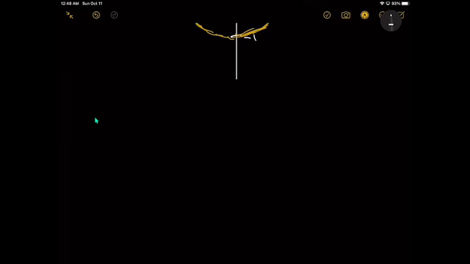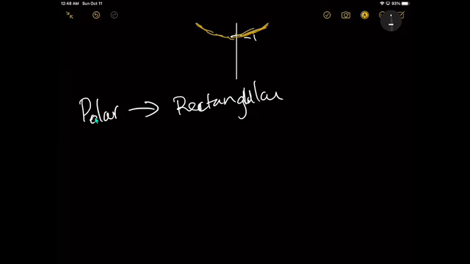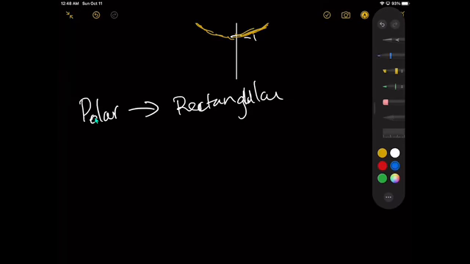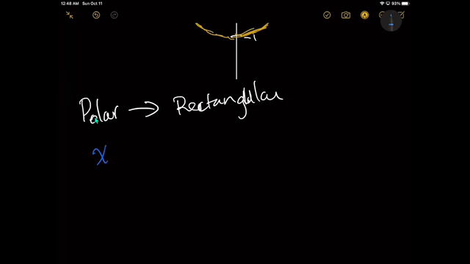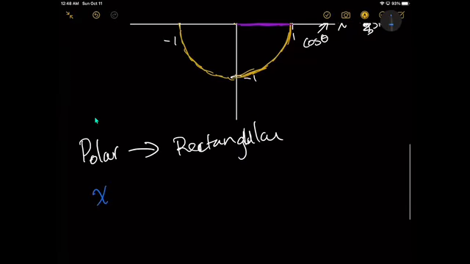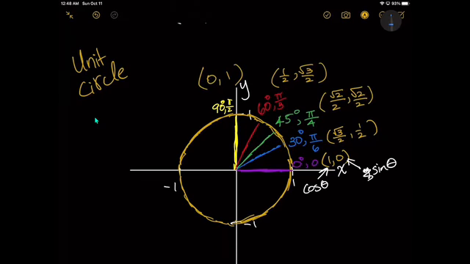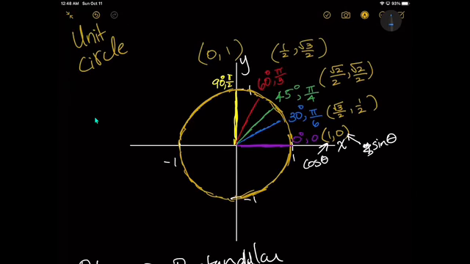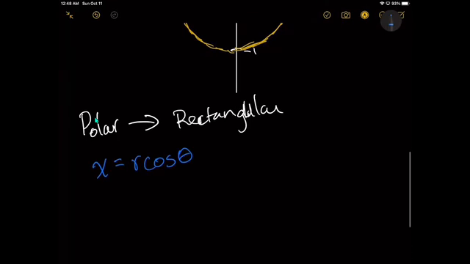To convert from polar to rectangular, or Cartesian, coordinates, all we really need to use is the fact that x, the x coordinate on the Cartesian plane, is equal to r cosine theta. In the unit circle, r is equal to 1. This is a circle with a radius of 1. Hence, the x coordinate is 1 times cosine of 0, which is 1. The y coordinate is going to be represented by r sine theta.